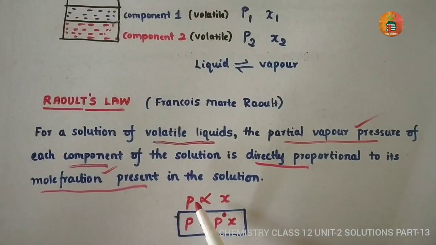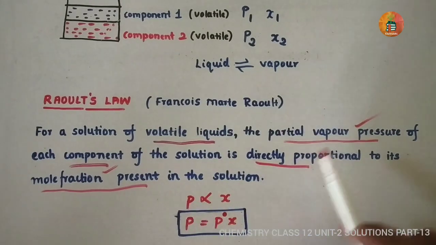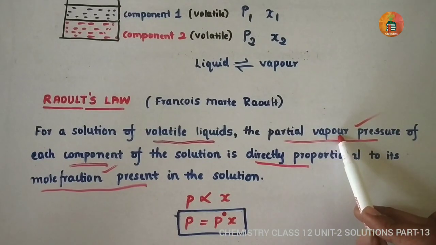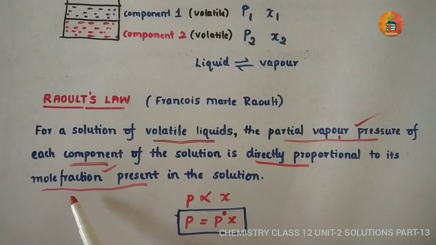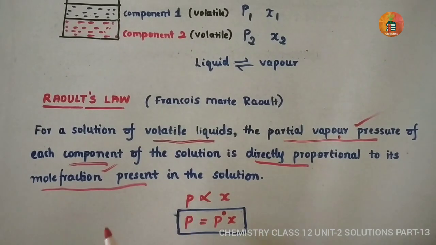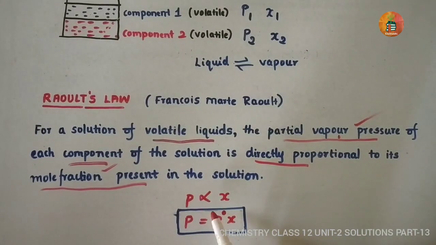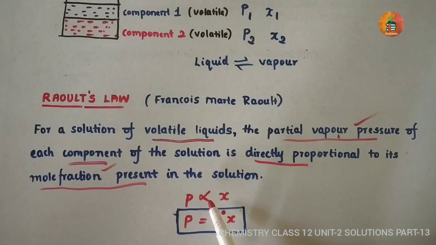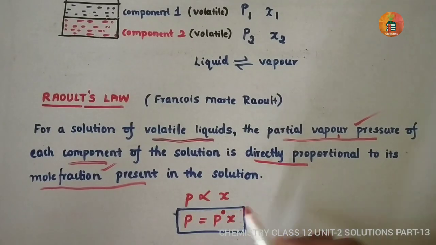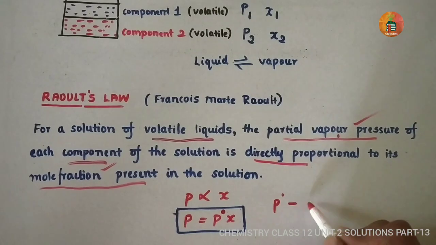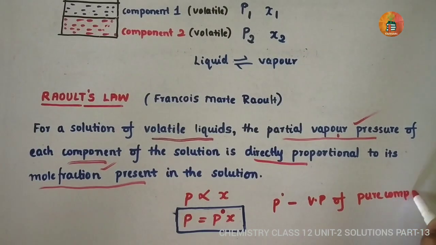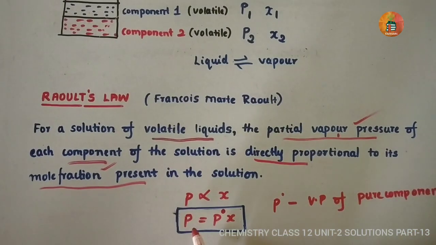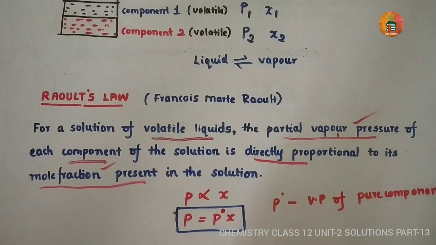In general, we can write P is directly proportional to X, where P is the partial vapor pressure of any component, either component 1 or component 2, and X is the mole fraction of that component. So the mathematical expression for Raoult's law is P is directly proportional to X, and this proportionality is replaced by a constant, P naught, which is the vapor pressure of the pure component. So we can write P is equal to P naught into X.